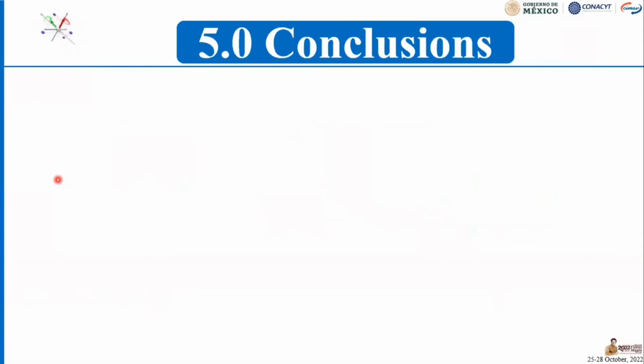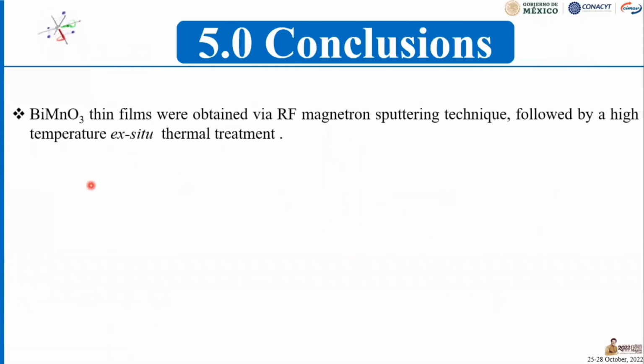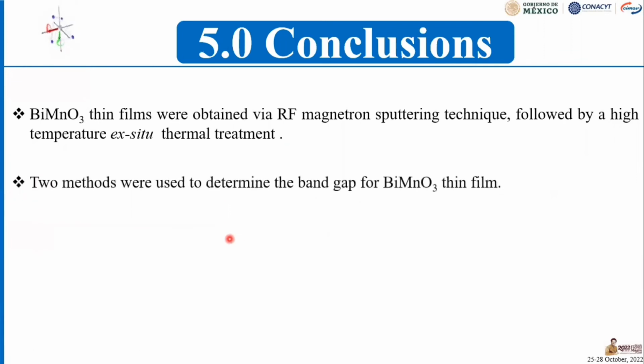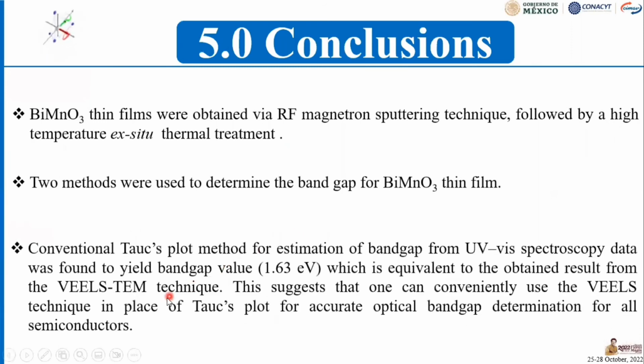From here, we can conclude that bismuth manganese oxide thin films were obtained via the radio frequency magnetron sputtering technique followed by a high temperature ex situ thermal treatment. Two methods were used to determine the band gap for bismuth manganese oxide thin film. The conventional Tauc plot method for estimation of the band gap from UV-Vis spectroscopy data was found to yield a band gap value of 1.63 electron volts, which is equivalent to the result obtained from the VEELS technique.